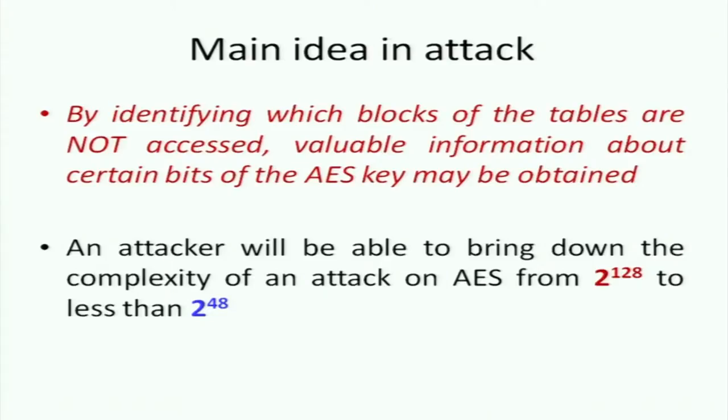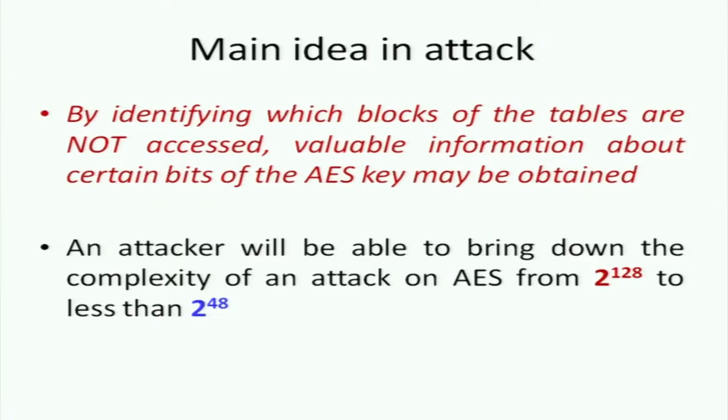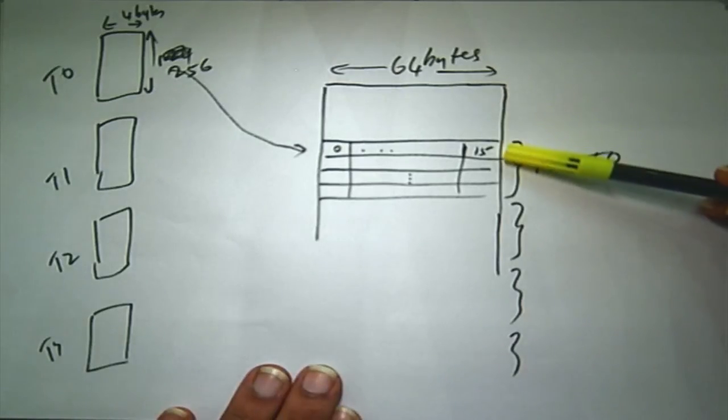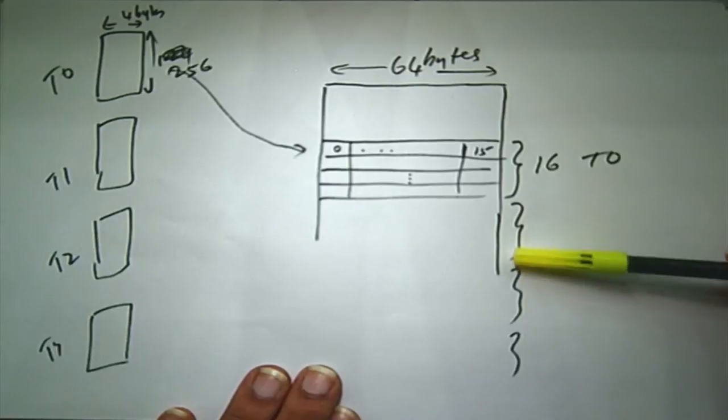So what is the main idea in the attack? By identifying which blocks of the table are not accessed, valuable information about certain bits of the AES key may be obtained. So it turns out, and this is extensive mathematics, this is a paper by Shamir, etc. There were two versions of the paper. The more recent one was in 2011, I believe, and there was one in 2007. So basically the thing is, can I figure out which lines, which blocks of the cache are accessed and which blocks are not accessed? So coming back to this figure, these are the 16 blocks of T0, the 16 blocks of T1, and so on and so forth.